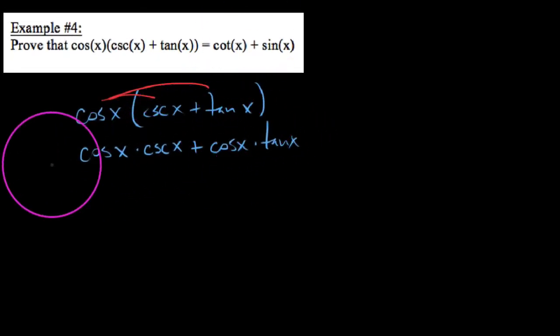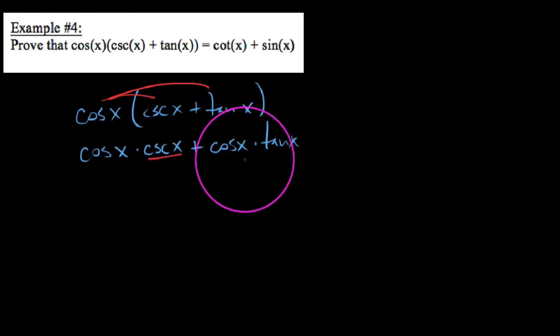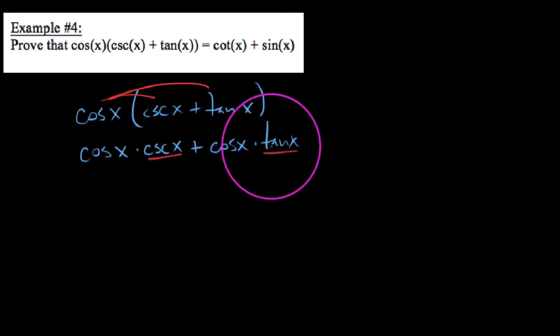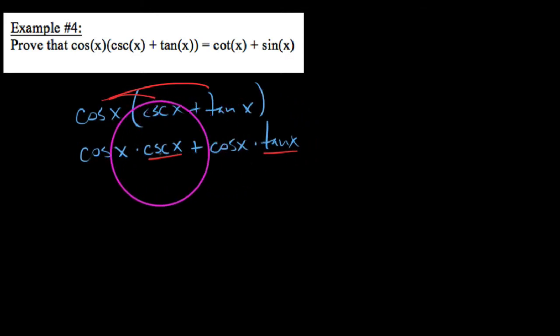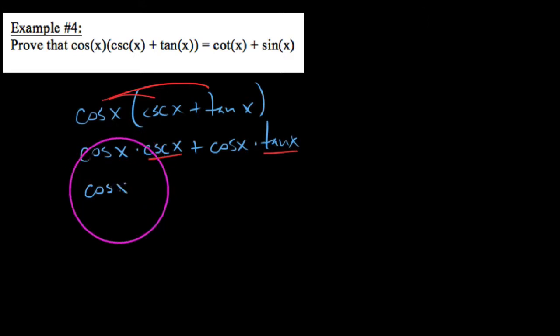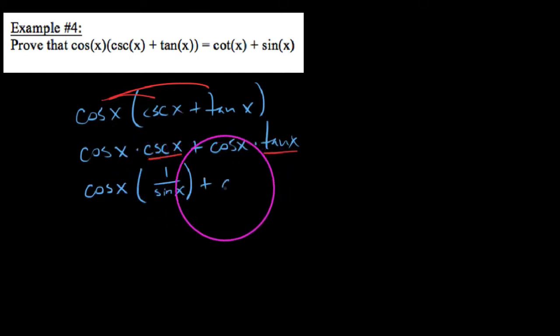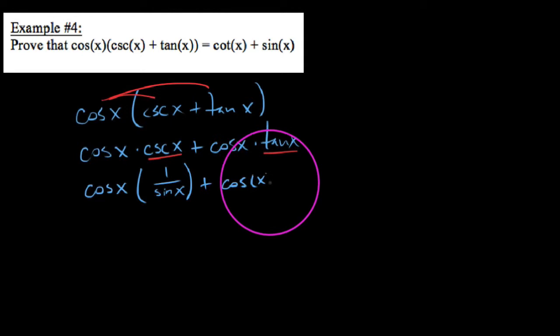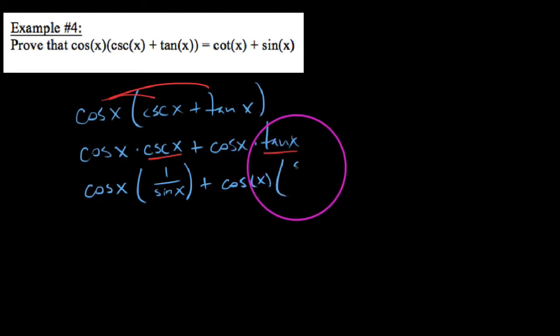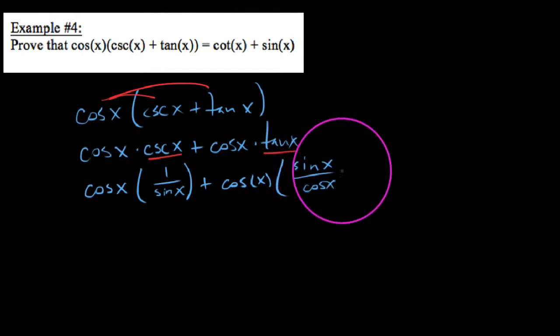I don't see any factoring we could do. We're not adding or subtracting fractions. So now let's talk about some basic trig substitutions. So I would like to maybe switch out my cosecant and make it 1 over sine to see if that would be helpful here. So we say cosine of x times, instead of cosecant, is 1 over sine of x. We'll use our reciprocal identity substitution there. We say cosine of x here, cosine of x times tangent, which is sine over cosine. Okay, sine of x over cosine of x.